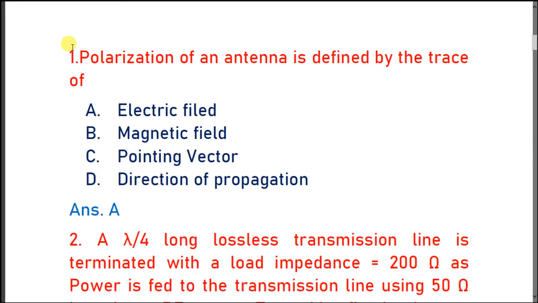Question number 1. Polarization of antenna is defined by the trace of dash. So you know what polarization is? It is the orientation of the electric field vector in space. So polarization is generally governed by the electric field vector of the EM wave. So the answer is A.